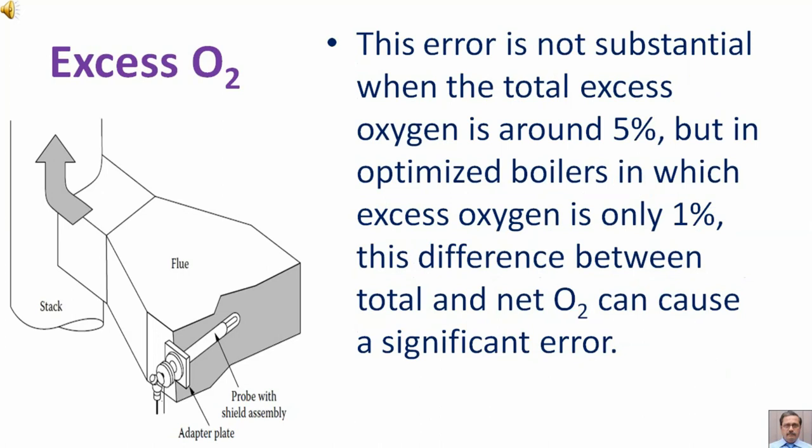This error is not substantial when the total excess oxygen is around 5%, but in optimized boilers in which excess oxygen is only 1%, this difference between total and net oxygen can cause a significant error.